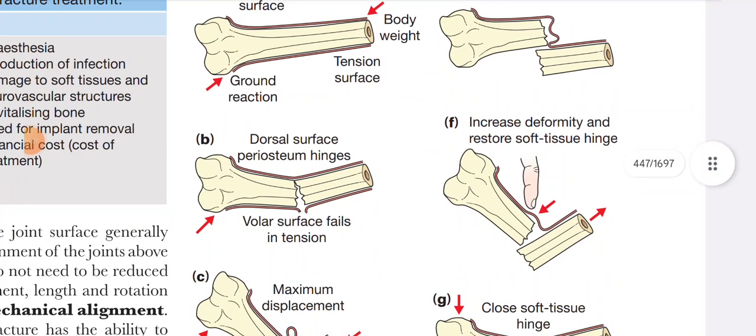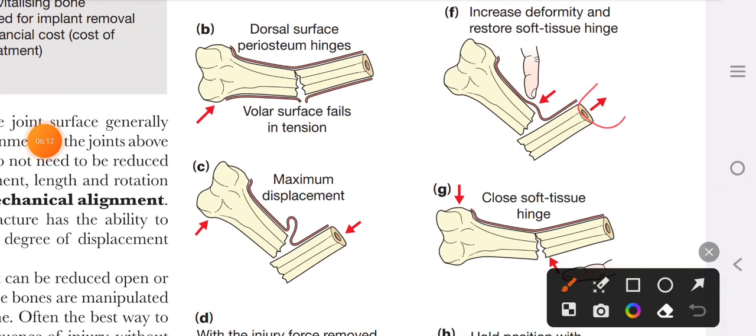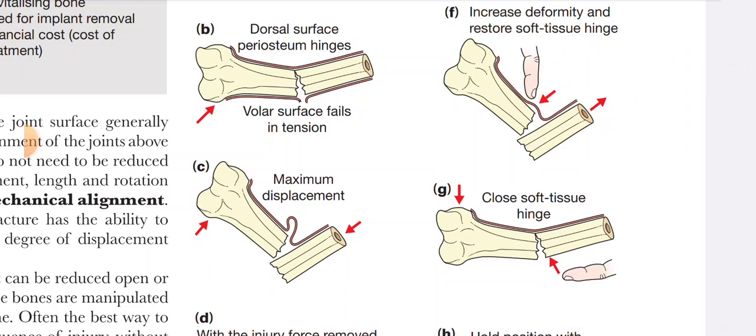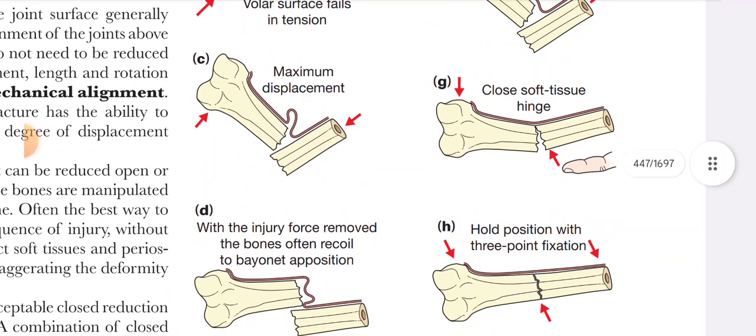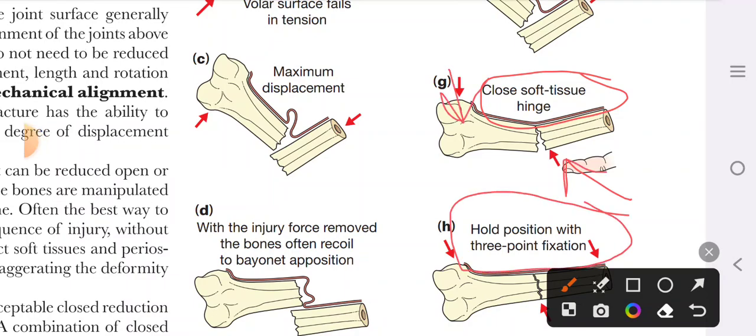What we will do now? We will apply a traction and will manipulate the fracture in such a way that first we increase the deformity by pressing upon the distal end to reverse the sequence of injury without tearing or further damaging the soft tissues and periosteum. Now fracture gets reduced and soft tissue hinge is closed with further manipulation. And then a POP cast is applied to hold the fracture with 3-point fixation.